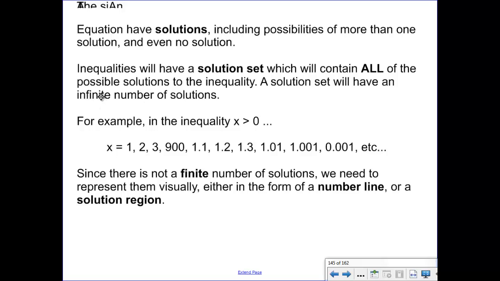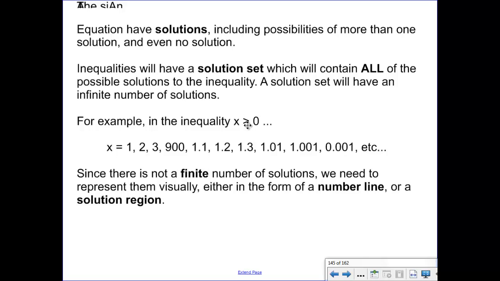And there's actually an infinite number of answers. Let me show you an example here. Let's say I tell you that x is greater than 0. How many answers are there? A lot. X could be 1. That's bigger than 0. X could be 2. That's bigger than 0. 3. Bigger than 0. 900. So bigger than 0. Then we could get weird and say, well, there's 1.1, 1.2, 1.3, 1.01, 1.001, 0.001. Hopefully you get my point here.